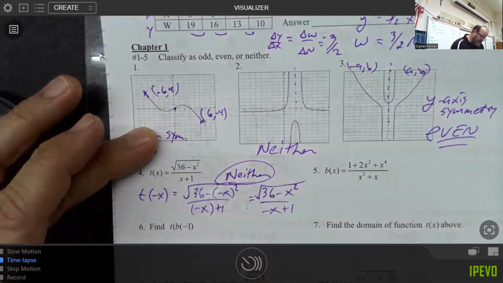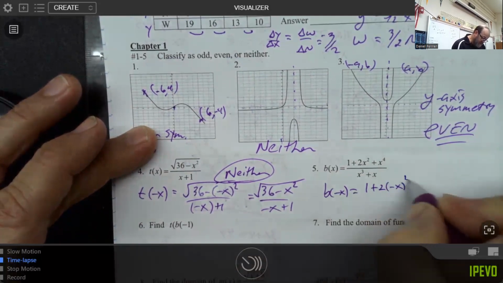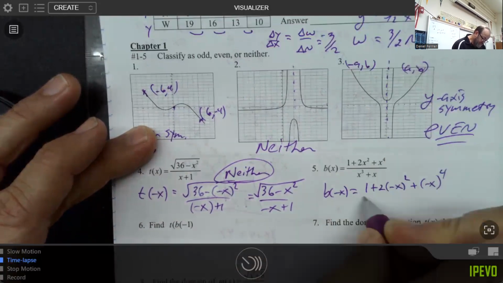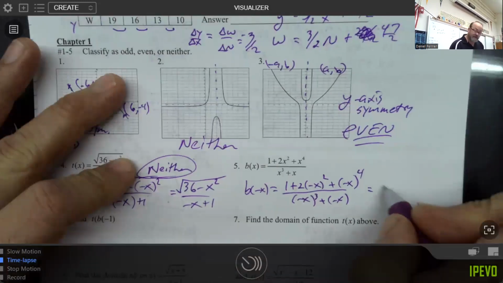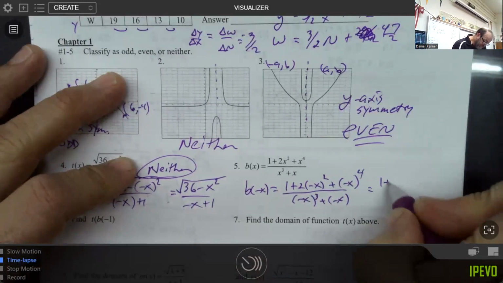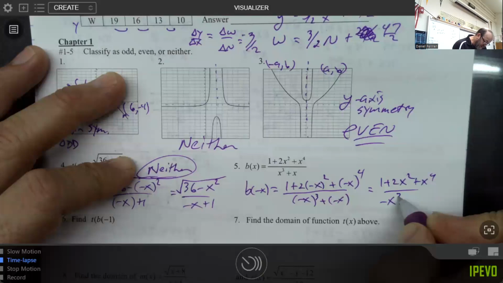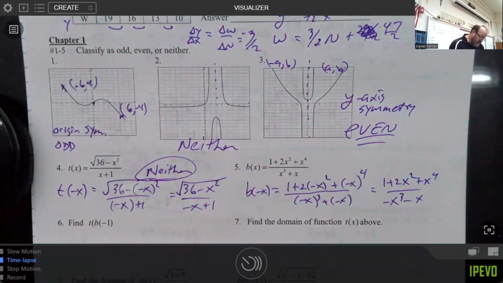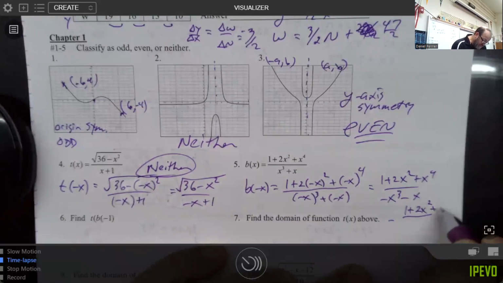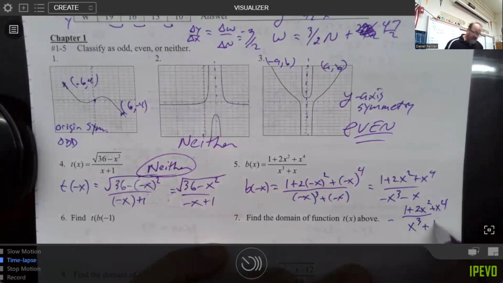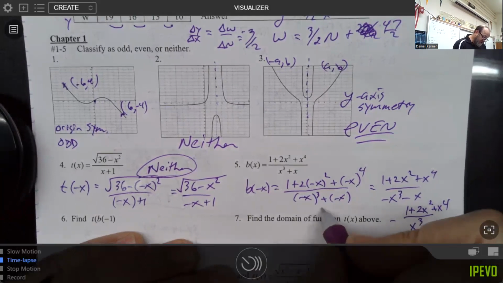It doesn't have any symmetry, but over here, b of -x, on the other hand, as soon as we replace x with -x, we end up with the numerator coming right back to where we started with, because you have 2 negatives here and 4 negatives there. But the denominator is entirely the opposite of where we started. And you know what? A positive divided by a negative is still a negative. So we could factor a negative out of the denominator, and that means the opposite of the original, and that makes it odd. So this is definitely an odd function.